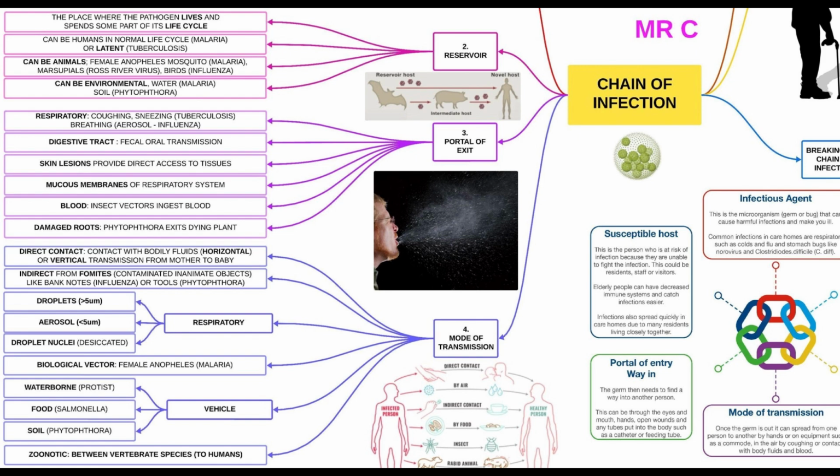Then we have biological vectors, which are animals that transmit disease from one host to another. For instance, the Anopheles mosquito in malaria. Then we've got inanimate transmission. We call these vehicles. So we've got waterborne, foodborne, and soil-borne. And we come across the idea of a zoonose or a zoonotic disease, which is a pathogen that can be transmitted between vertebrate species, and in particular to humans.